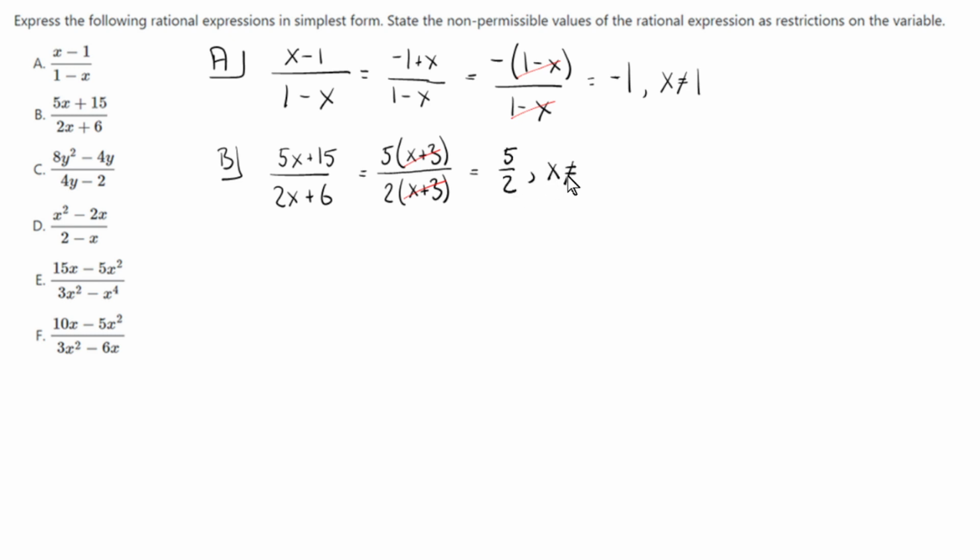And the non-permissible values here, well, we have to go back all the way to the beginning. If we look at the denominator, we are looking for a value of x which would make the denominator equal to 0, which is not permitted. So we pull out the denominator, 2x plus 6, set it equal to 0, and solve for x. We subtract 6 from both sides and divide by 2, and we get x equals negative 6 over 2, which is the same thing as negative 3. So the non-permissible value here is negative 3.